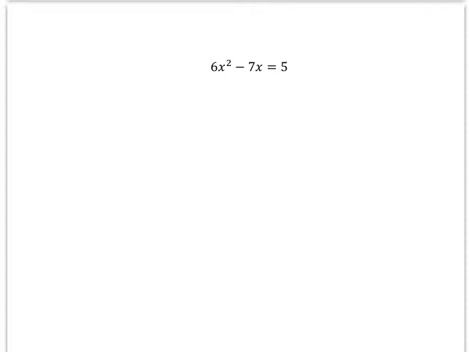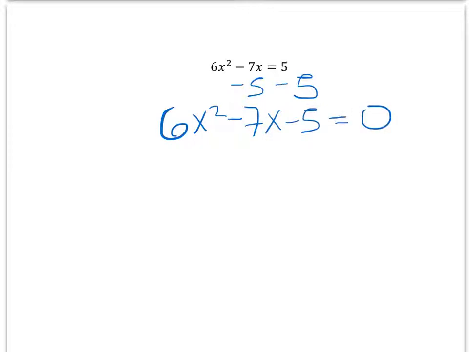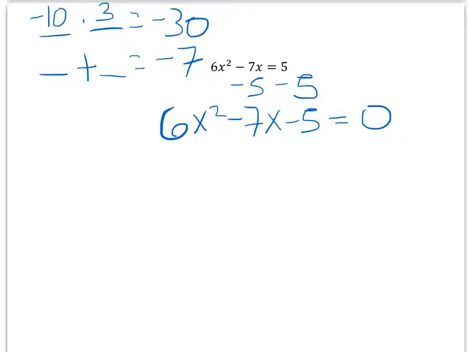Okay, let's look at this example. First check, is one side of the equation equal to 0? No, so what we're going to do is subtract 5 from both sides. So now our quadratic is 6x squared minus 7x minus 5 equals 0. And we're going to factor it. Something times something has to equal negative 30. Something plus something has to equal negative 7. Those two numbers are going to be negative 10 and 3.